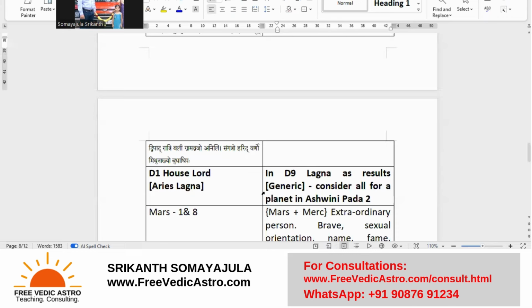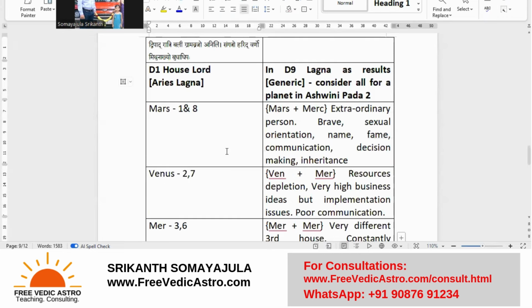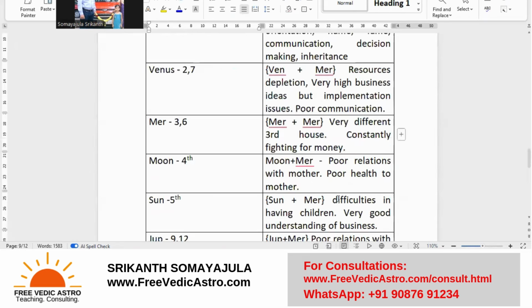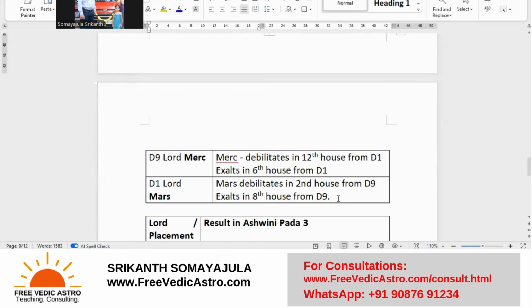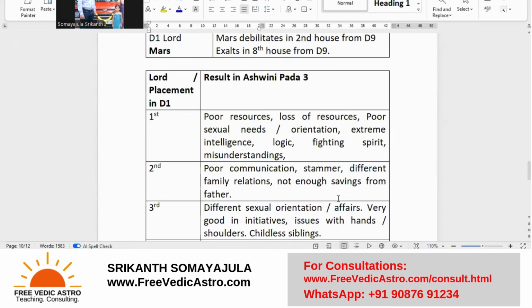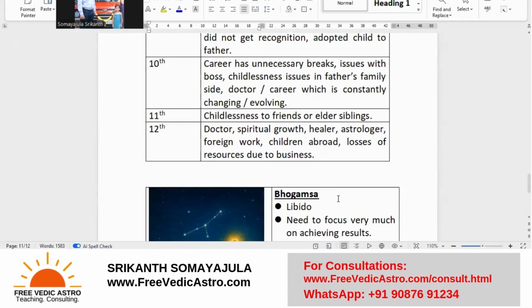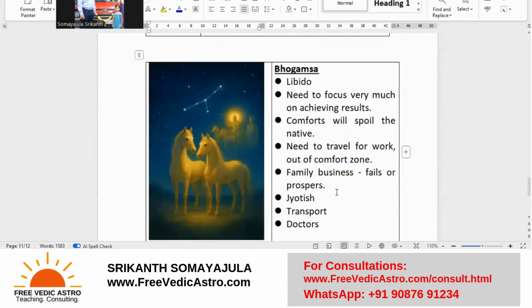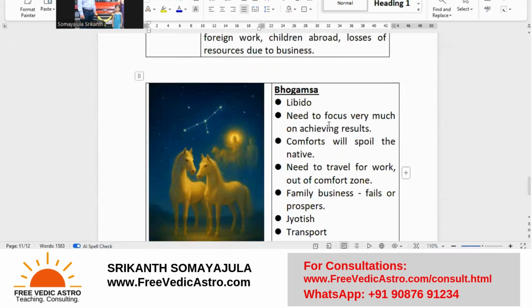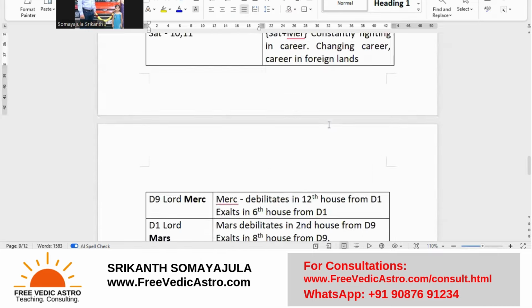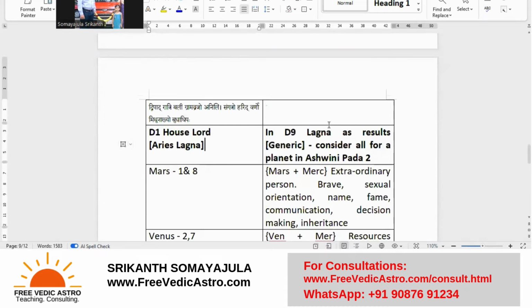All right. So as we did the last time, I think most of the things are there for this. Okay, this is there. Ashwini Pada 3, okay, it's there. Okay, this is from where it has gone a little wrong. Okay, so we can focus on this.